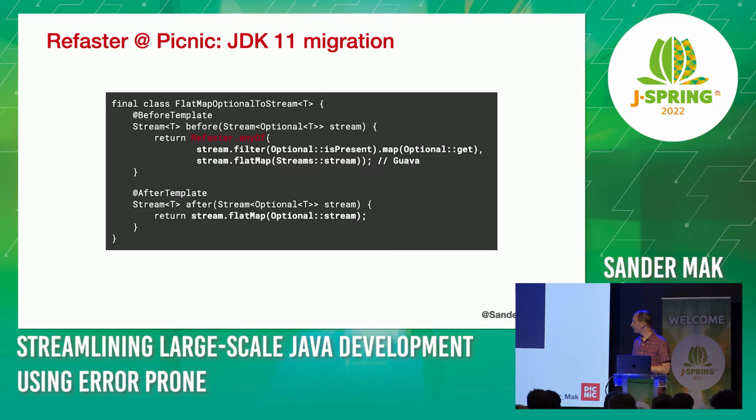So you can see that this rewriting doesn't just work on core Java APIs, it works on any API. Refaster's anyOf, by the way, is an alternative way of expressing these multiple templates. So if any of these two match, then it will be rewritten to the after template.